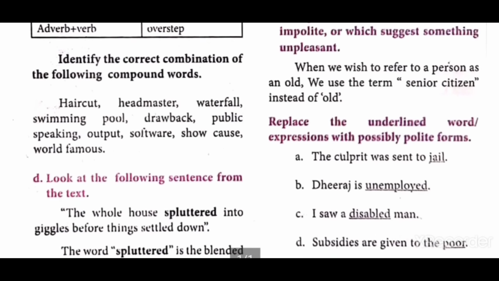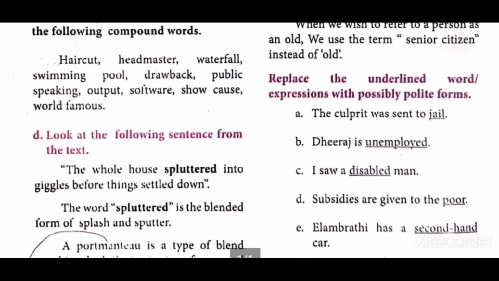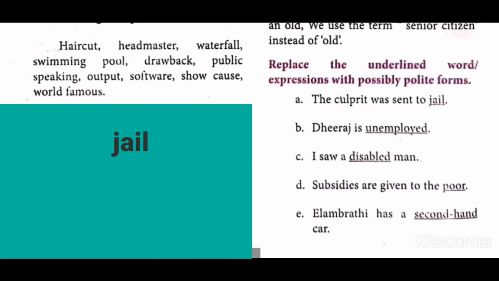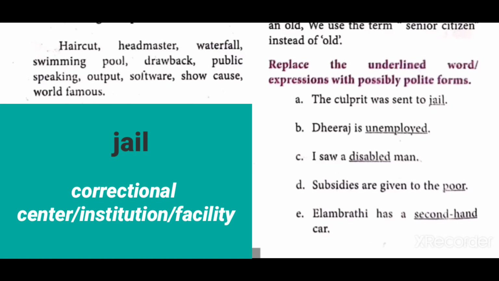So, here we have a small task where we have to replace the underlined word or expressions with possibly polite forms. Sentence A is: the culprit was sent to jail. Here the word jail is underlined. We can replace it with correctional center, correctional institution, or correctional facility.